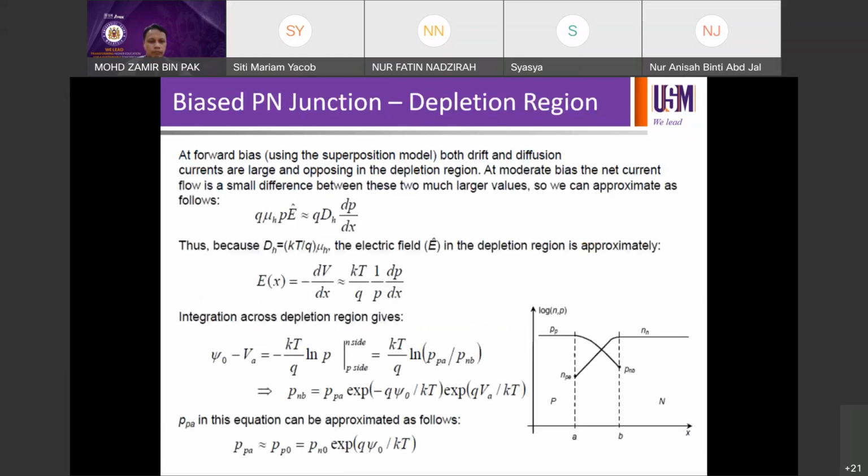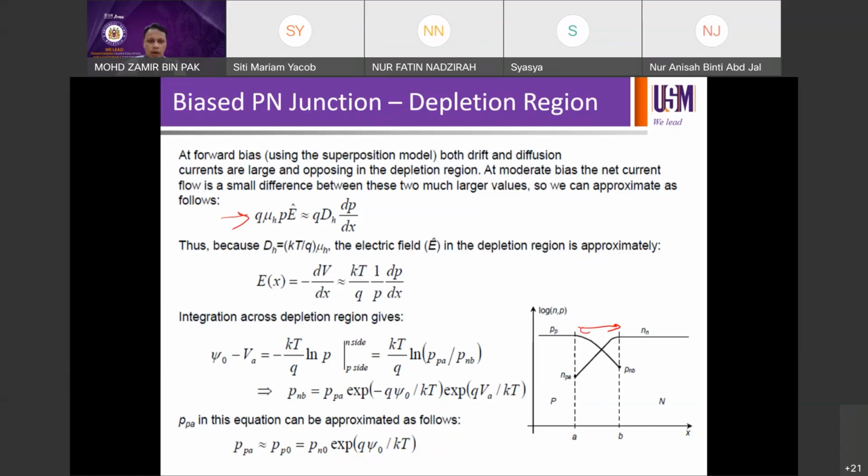Okay. So let's have a look at the calculation of both minority carrier concentrations. We have discussed pp, pnb, nn, and npa. Note that a and b are the edges of the diffusion region on the P side, which is point a, and on the N side, which is point b. At forward bias condition, both drift and diffusion currents are large and opposing in the depletion region. So remember, this is your depletion region. At moderate bias, the net current flow is a small difference between these two much larger values.